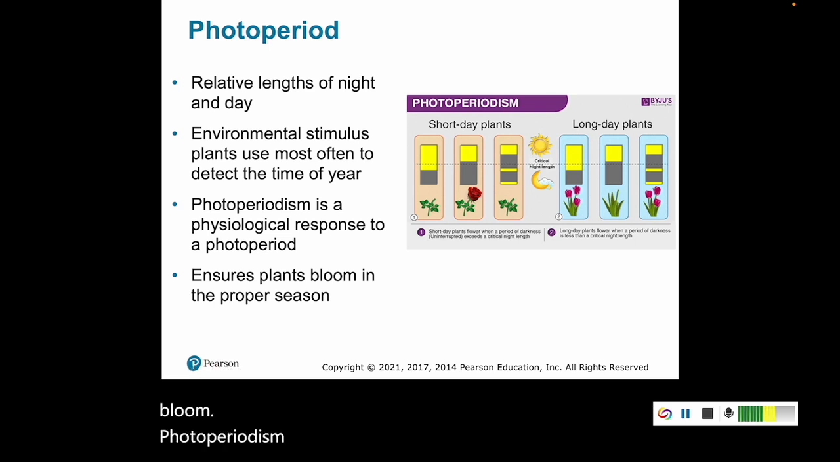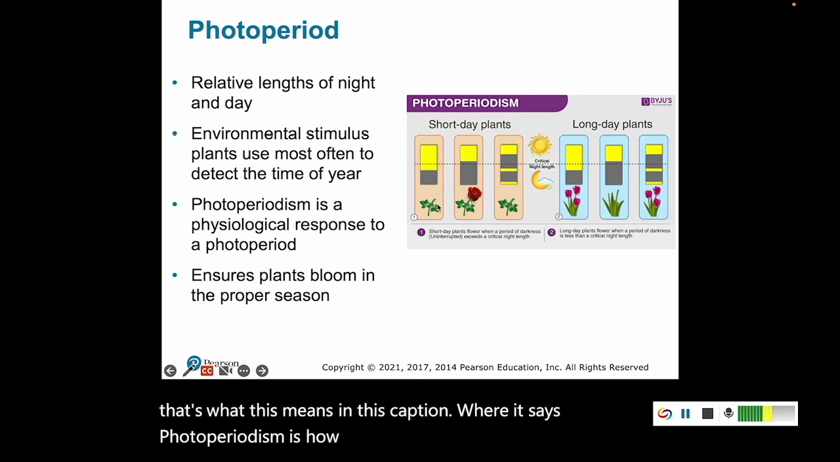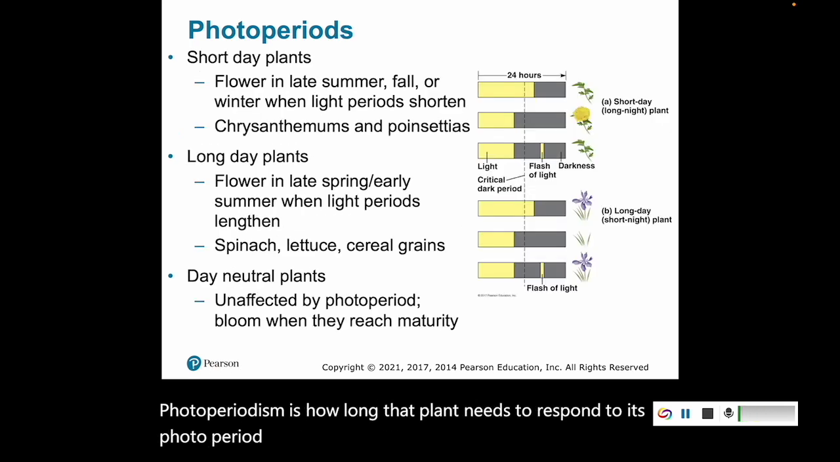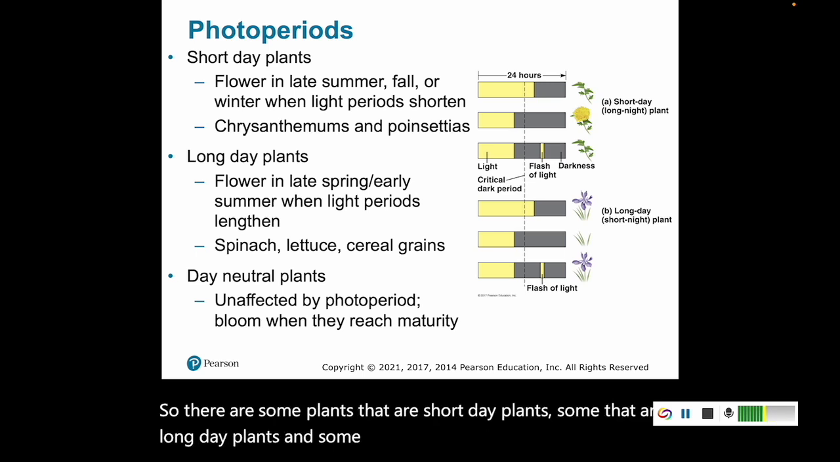Photoperiodism is this physiological response to a photoperiod. So that's what this means in this caption where it says photoperiodism: how long that plant needs to respond to its photoperiod. There are some plants that are short day plants, some that are long day plants, and some that are day neutral plants.